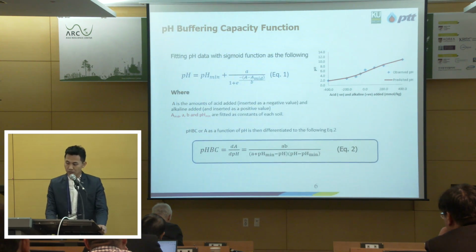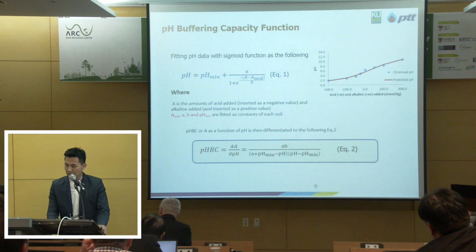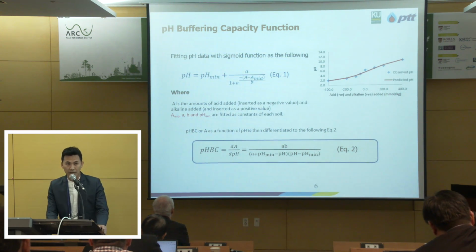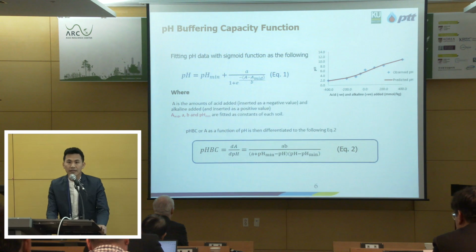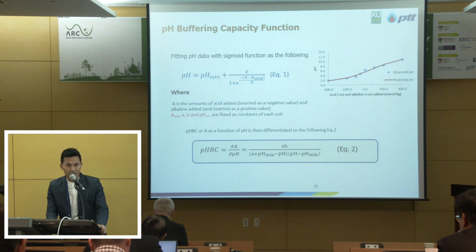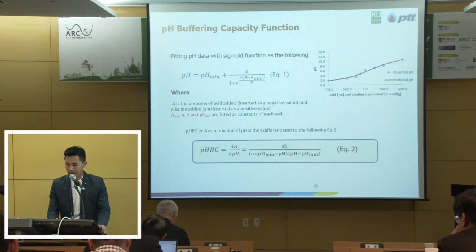A little bit about the pH/BC. To find the pH/BC of a soil, we need to know the pH as a function of A, where A is the amount of acid added or amount of alkali added. We switch them around to A as a function of pH, and take the derivative to get the pH/BC. In general, a soil that has a higher pH/BC is more tricky to change the pH of. So in the case of acid sulfate soil, we would like to decrease the pH/BC.